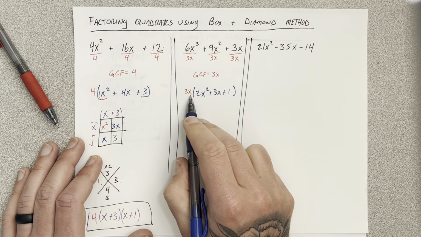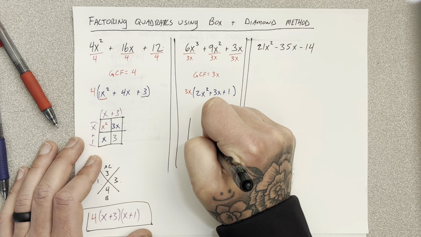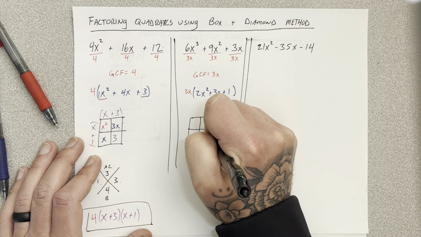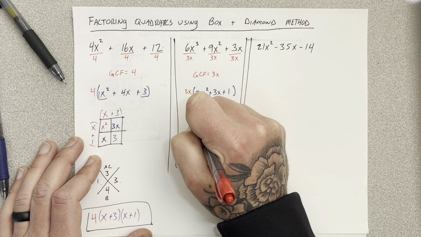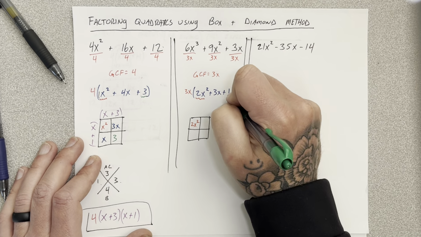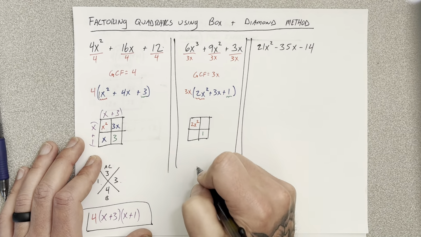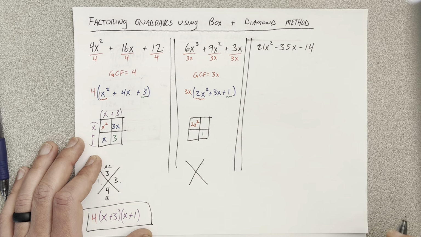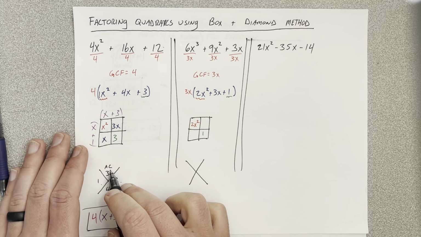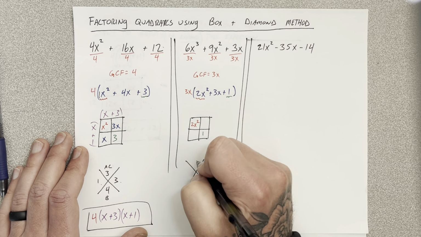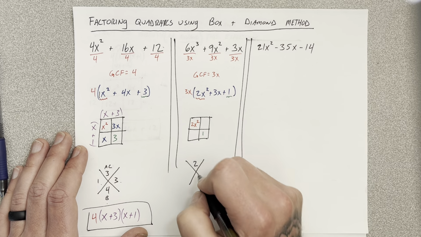Now, we're going to put this 3x on hold. We're going to focus on the blue quadratic. We're doing the box and diamond method. Again, we're going to put this quad into a box. The first term here, the 2x squared, we throw it on the top. The last term here, the 1, we place in the bottom right quadrant. The 3x, we're going to split it up in some sort of way. I don't know what that way is yet, so I need to use the diamond. On top goes our AC, that is 1 times 2, which is 2. On the bottom is our B value, that's 3.